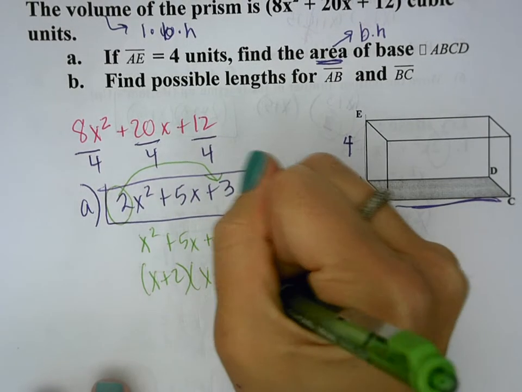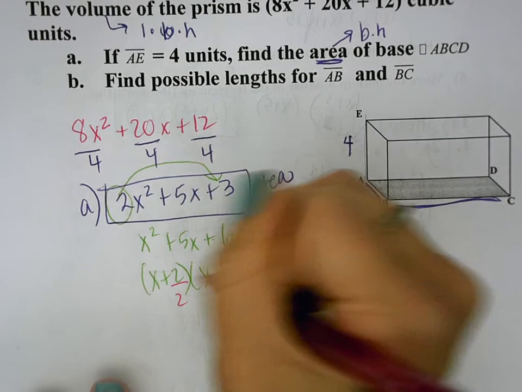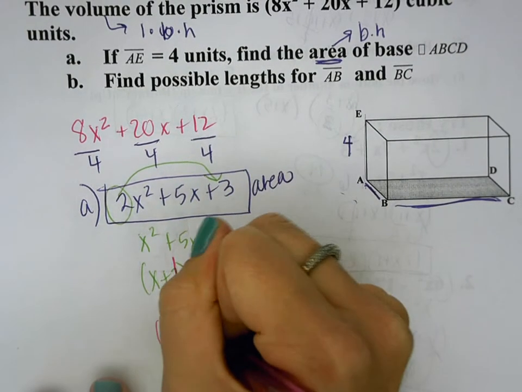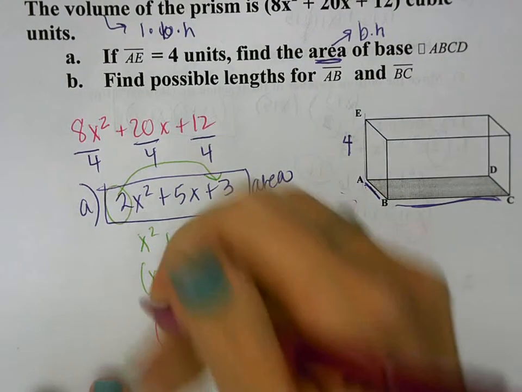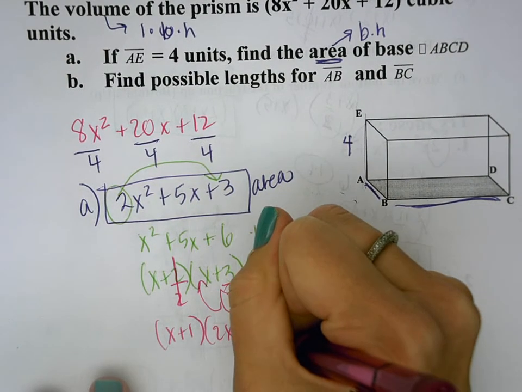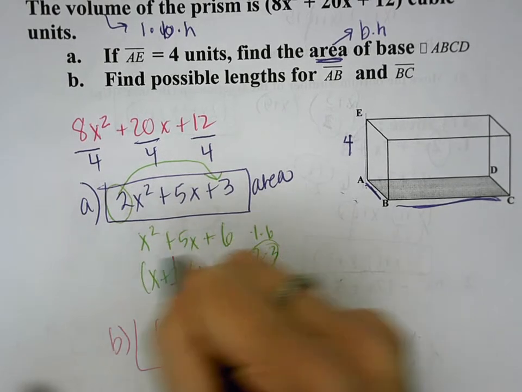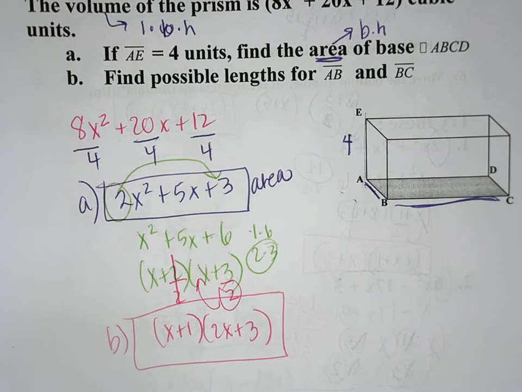What do I do next? Divide by 2. Very good. Divide by 2 and we reduce. These cancel. I get x plus 1. This one? 2x plus 3. Good. We get 2x plus 3. And this here is my answer for B. Are there any questions?